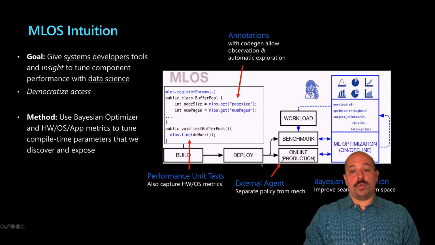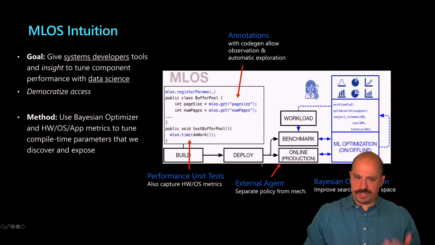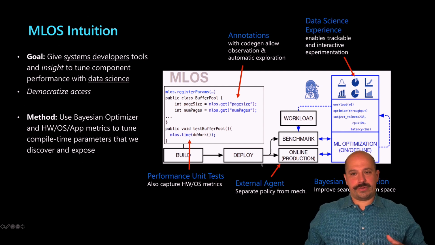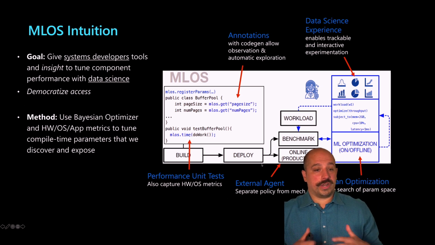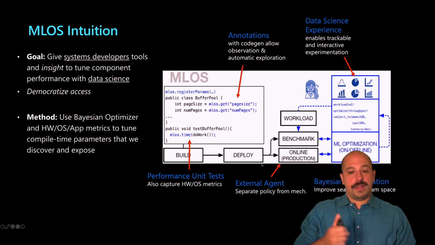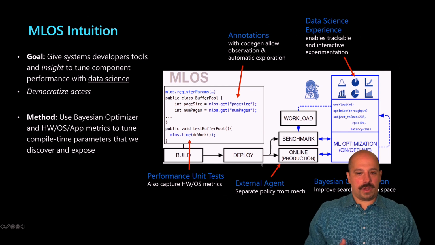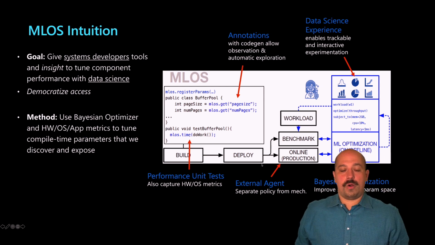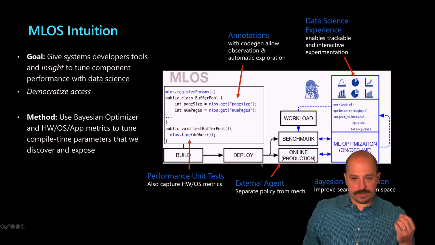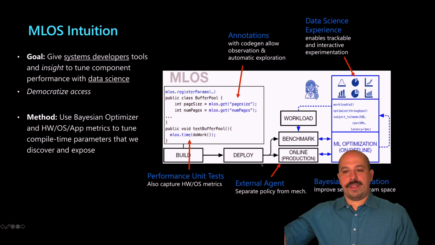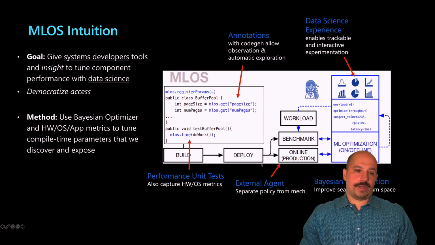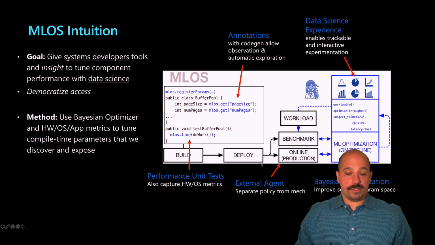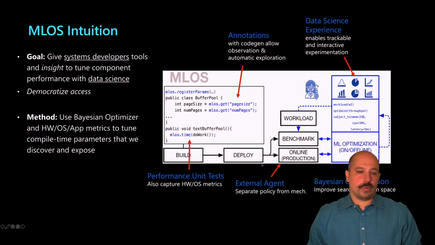Now, one of the things we noticed is that once you do this and you find an optimum, very often engineers wonder why that was the result. Like, what is the intuition behind it? So the entire experience is wrapped in a trackable and interactive experimentation platform. Think of it as a notebook and data science experience that allows you to see what's going on and understand what's happening. In particular, one thing that's very interesting is that once you have a performance unit test or all-up benchmark, we collect a large number of hardware and OS metrics, and we use those to try to explain why the model is making the choices it's making, right? So they're used not only to feed the model to make the right decisions, but also to explain why the model looks the way it looks.